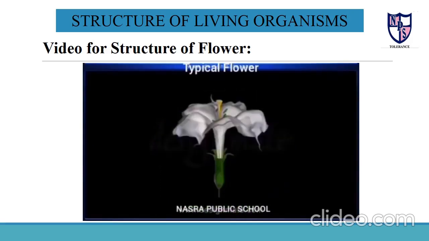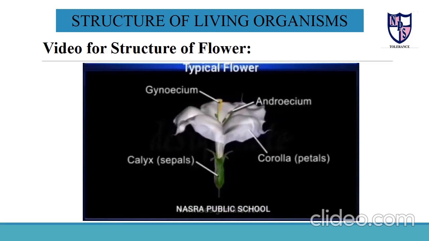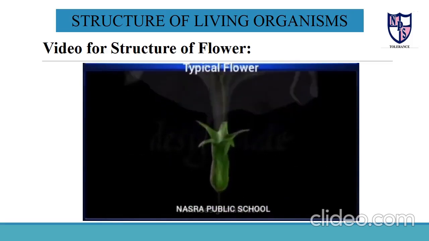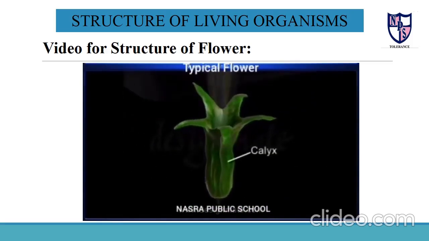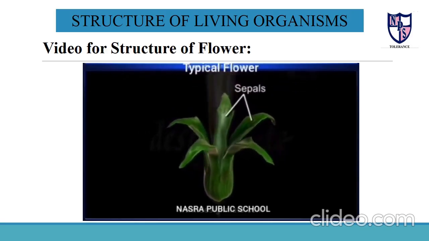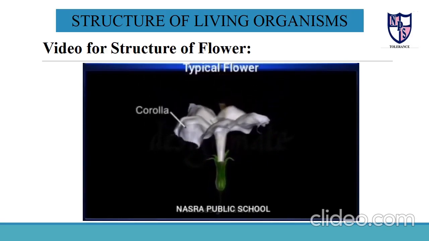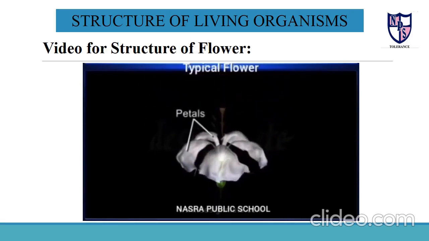To summarize, a typical flower has 4 floral whorls. Calyx is the outermost whorl. It is made up of units called sepals. The next inner whorl is the corolla, which is composed of bright petals.